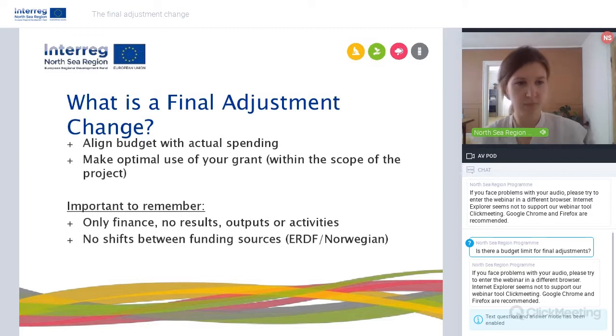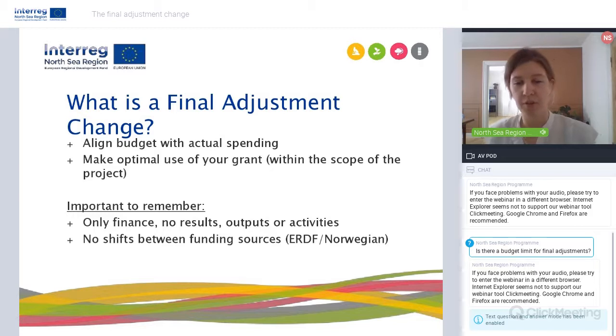So what is important to remember here is that with the final adjustment change, you can only adjust financial aspects of your project. So you can adjust the budget table, you can adjust your budget plan for example, external expertise and services, but it's not possible to adjust any content-related aspects, such as the results, the output indicators, or the deliverables. You cannot adjust that with a final adjustment change.